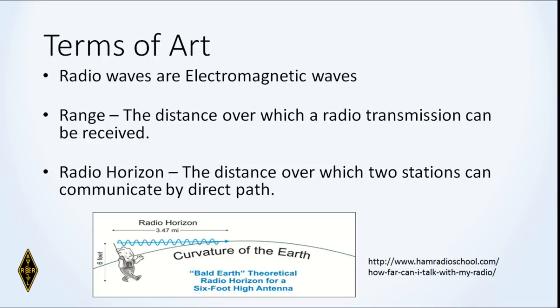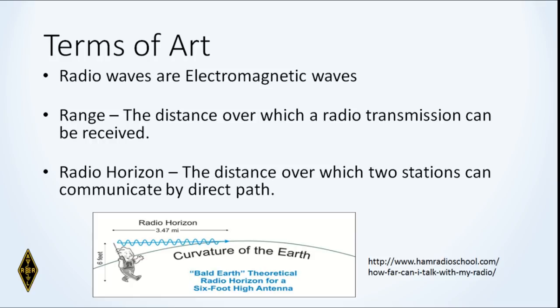So I want to define some terms of art. Radio waves, we talked about those earlier on, that radiate from an antenna. Those are electromagnetic waves. They have an electric field and a magnetic field. We'll talk more about that. So radio waves are electromagnetic waves, and they can travel to a certain distance, and that's generally called the range. That's the distance over which radio transmission can be received.